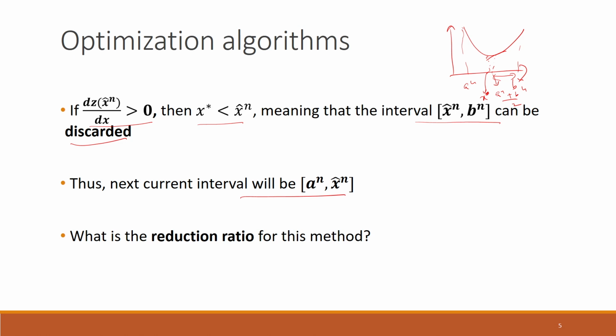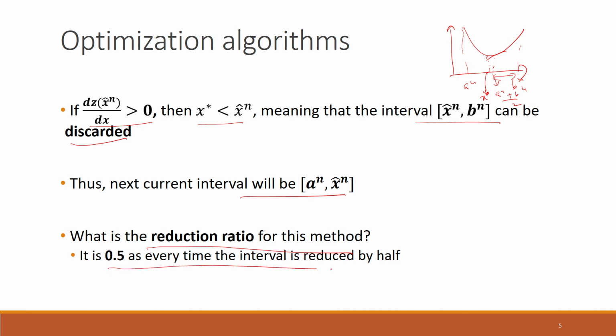One thing that we did not discuss is the reduction ratio of this method, and I hope this is not very difficult to understand. You must have already guessed that the reduction ratio should be equal to half, because in every iteration we are discarding one half of the current interval before we go to the next interval. So the reduction ratio is half, as every time the interval is reduced by half.